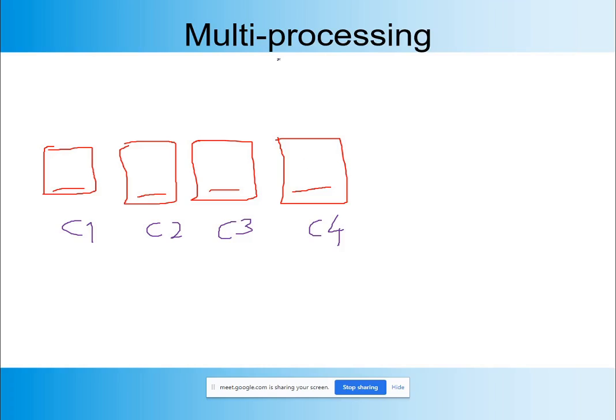And remember, whenever you want to follow multiprocessing approach, you should have more than one processor. Having a single processor, you cannot say, I'll implement multiprocessing paradigm. Not possible. There should be a minimum of 2 processors if you want to implement multiprocessing approach. Okay. I believe these terms are clear.